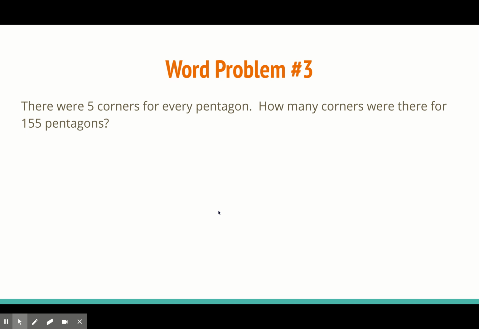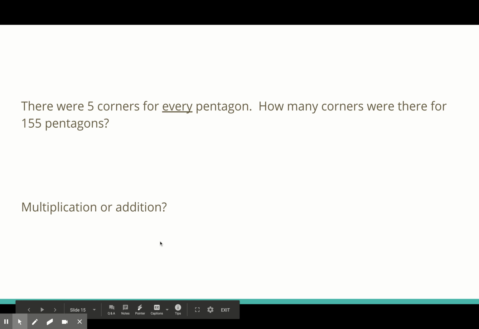There were 5 corners for every pentagon. How many corners were there for 155 pentagons? So first up, multiplication or addition. That's right, it's multiplication, and you know this because it has the word every in it.